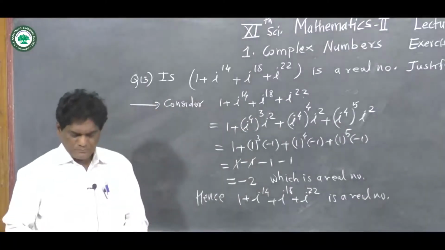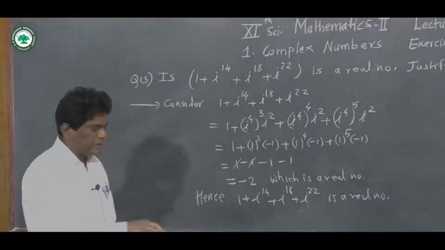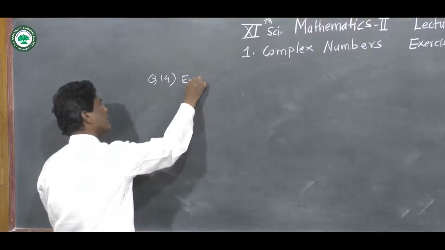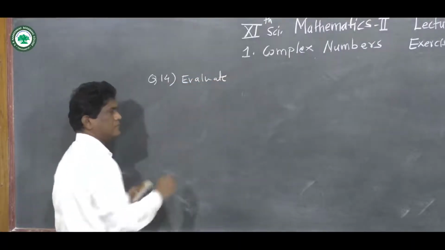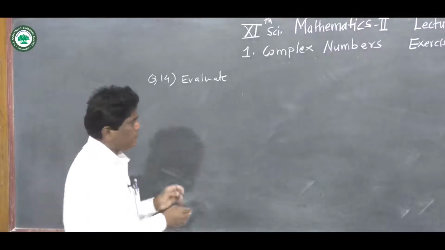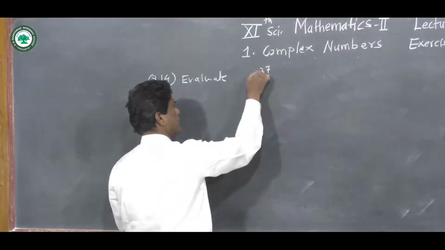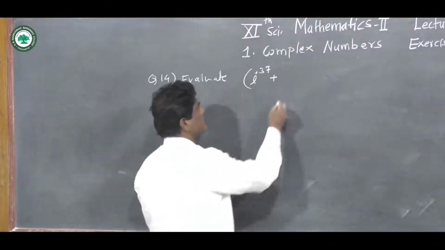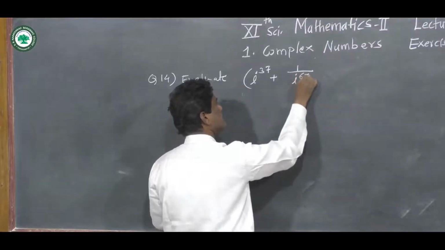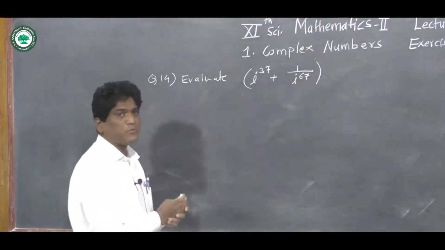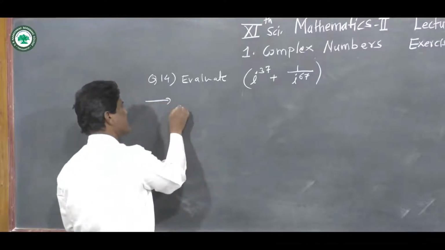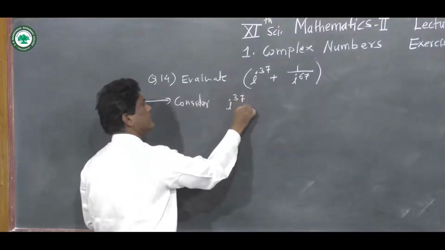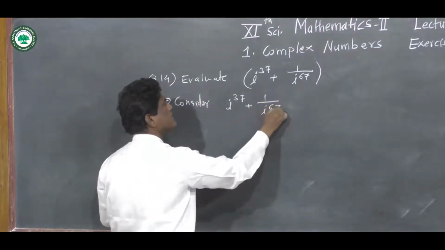Now we see the next problem, problem number 14. Evaluate I to the power 37 plus 1 upon I to the power 67. We have to evaluate, means we have to find the value of this. So solution of this, consider I to the power 37 plus 1 upon I to the power 67.